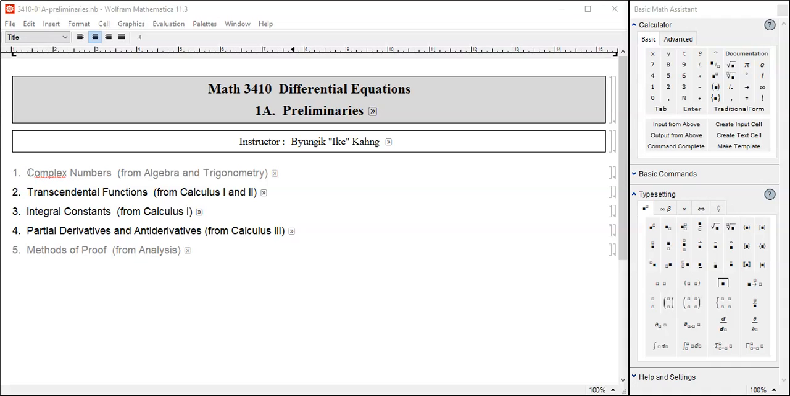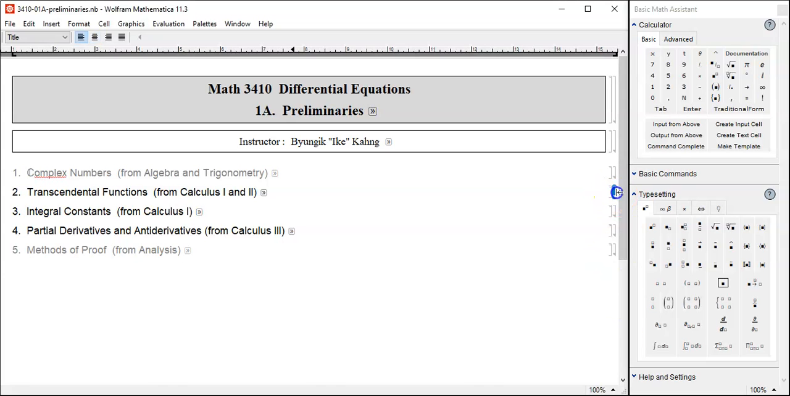In the first video, we covered Section 1, Complex Numbers, which came from Algebra and Trigonometry, and I think a lot of students decided to just skip it. That's okay. Now let's go over to Section 2, Transcendental Functions, and these are coming from Calculus 1 and 2, so they may be a little bit more worthy.